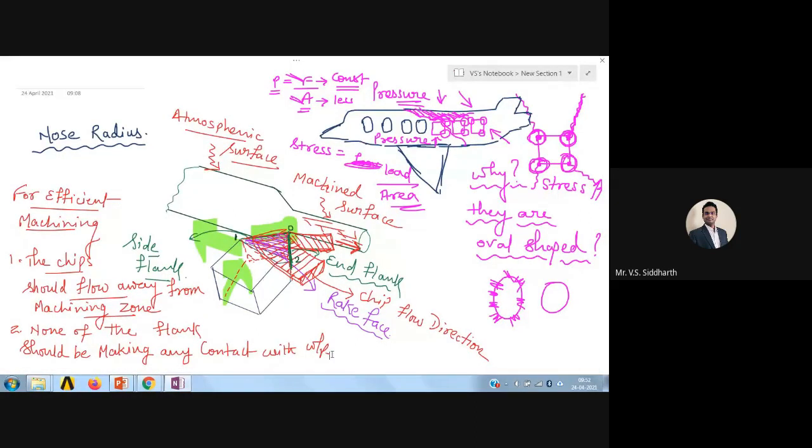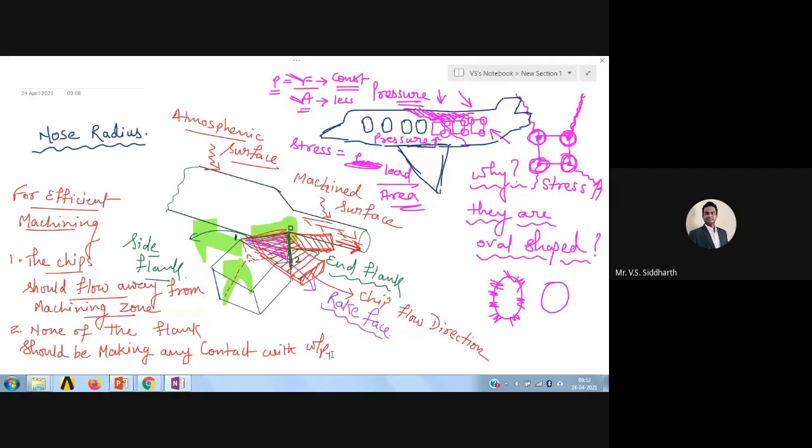For this purpose, we give angles to each and every surface. Understood? In order to accomplish these two tasks, that the chip should flow away from the machining zone and none of the flank should make any rubbing action with the workpiece, we will be giving slopes to the surfaces. The surfaces are not plain or flat surfaces. In order to achieve these two goals, we will be giving some angles to the surfaces.